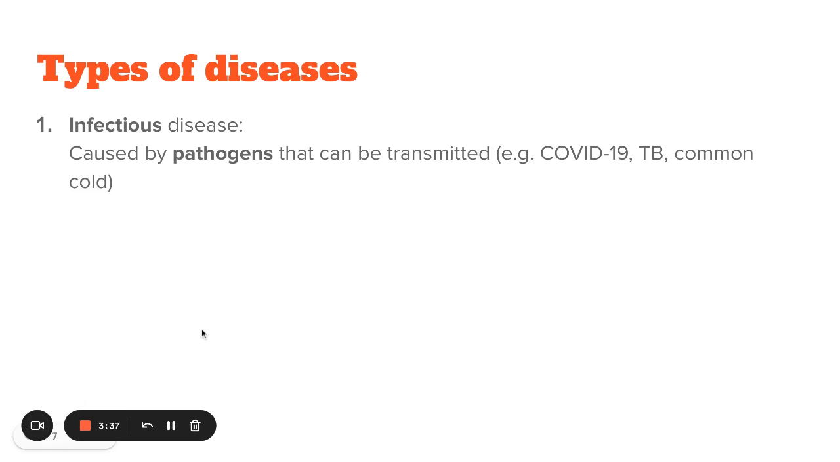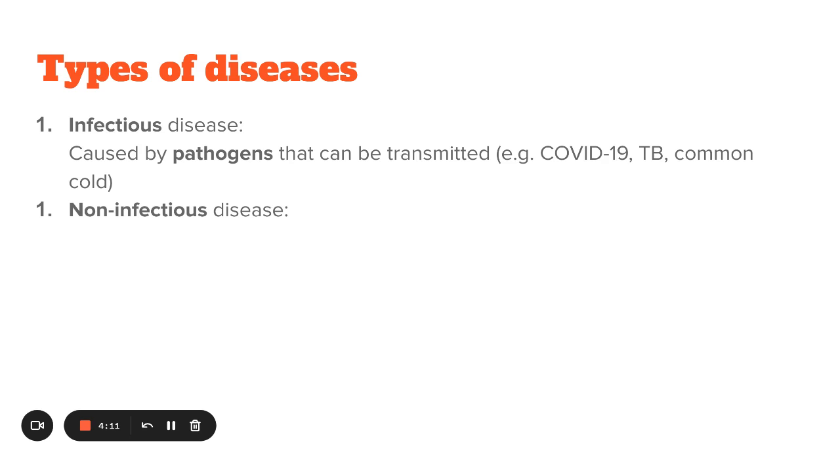Of course, before we look at pathogens, we have to understand that there are 2 types of diseases. One is infectious disease. Infectious diseases are diseases that are caused by pathogens and can be transmitted. So remember, a pathogen is any type of organism or agent that can cause a disease. And if it can be transmitted from one person to another, then it is deemed to be an infectious or communicable disease. So obviously, right now in our pandemic, COVID-19 is an infectious disease because it can be transmitted from person to person. Tuberculosis and the common cold or flu are others.